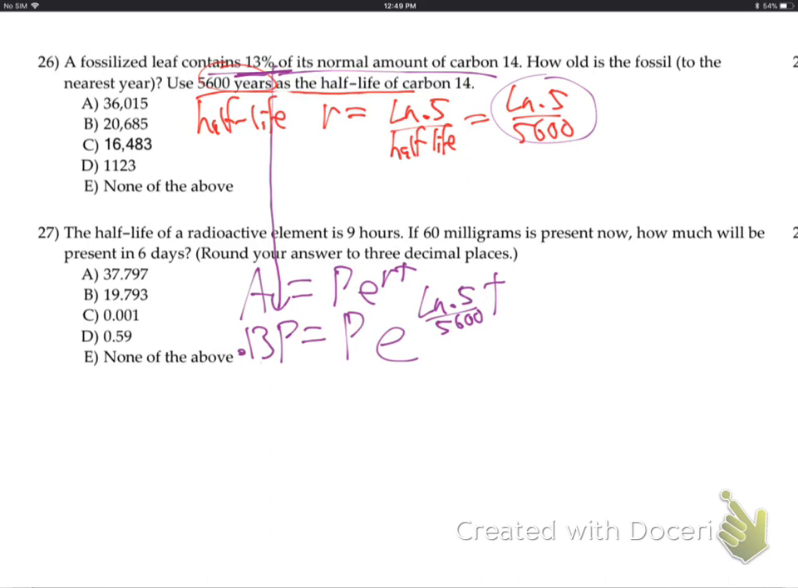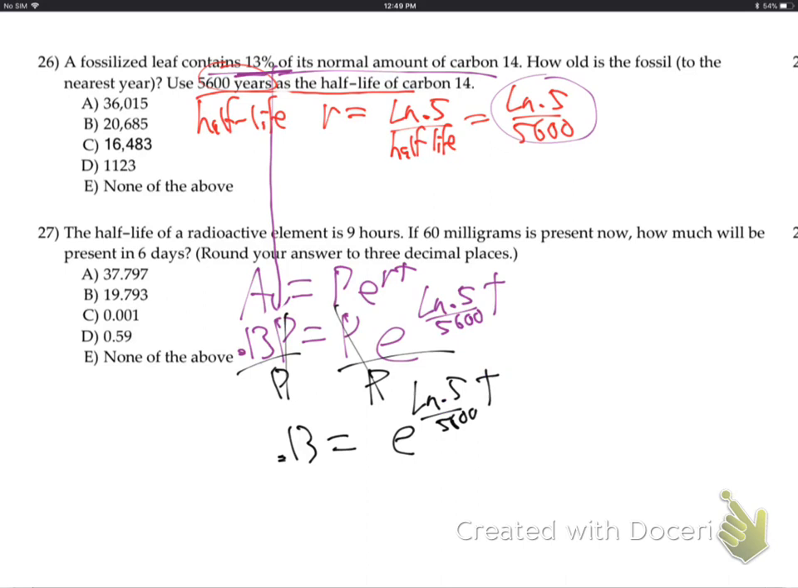I often see the mistake. People will forget the P, and they'll just put 0.13, which is okay if you get rid of the P on both sides. That's right then. Right? But it's there on both sides, and it cancels out, huh? But don't mistakenly put it only on one side. So P is gone, and we have e to the ln 0.5 over 5600, times t.